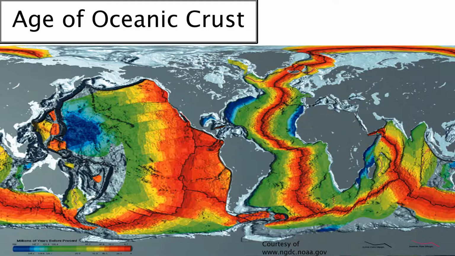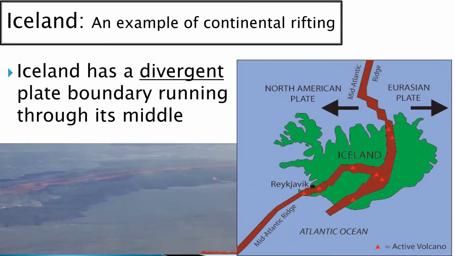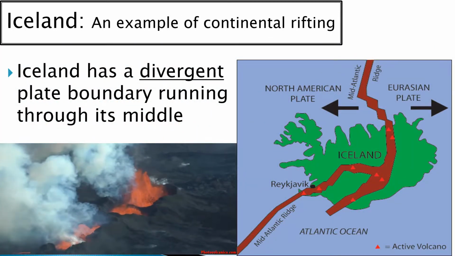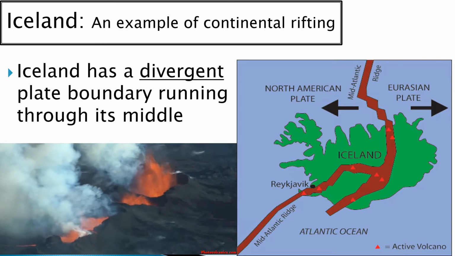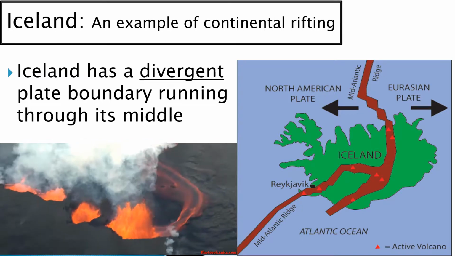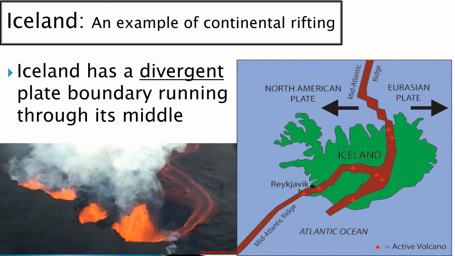Now, not only do we see these in the ocean, but we see them on land features, such as right here. This is Iceland, where we see a divergent boundary running straight through land. So Iceland is located right on top of a divergent boundary. In fact, the island exists because of this feature.